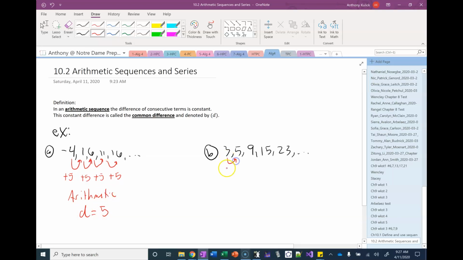If I look at this sequence, going from 3 to 5 is 2. To go from 5 to 9 is 4. To go from 9 to 15 is 6. And to go from 15 to 23 is 8. This is not arithmetic because the difference between consecutive terms is different. In fact, only one of those differences needs to be different in order to say that it's not arithmetic. All of these differences have to be the same for us to call this arithmetic.